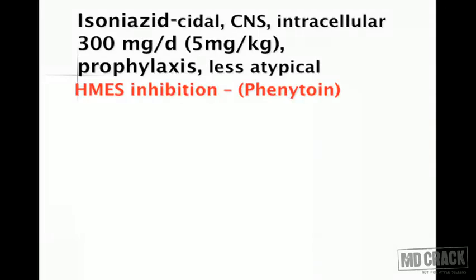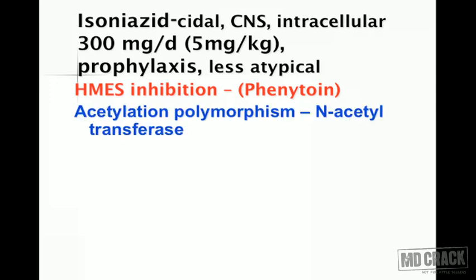There is HMES inhibition, that's cytochrome P450 or hepatic microsomal enzyme system inhibition by INH. And this is significant if the patient is also receiving phenytoin. So isoniazid is going to inhibit the breakdown of certain drugs, for example phenytoin, and then phenytoin would accumulate and there are more chances of phenytoin toxicity.